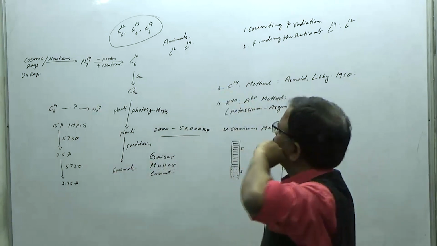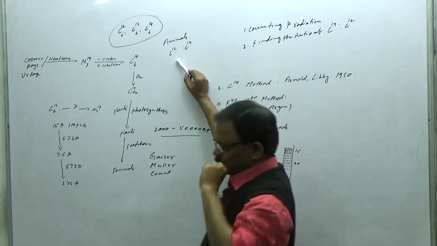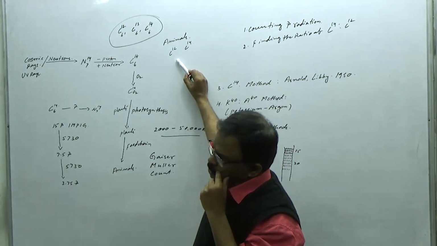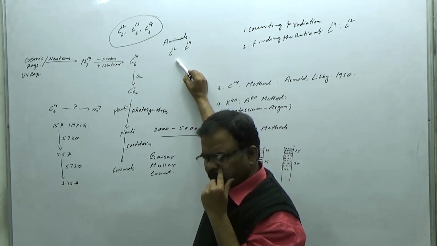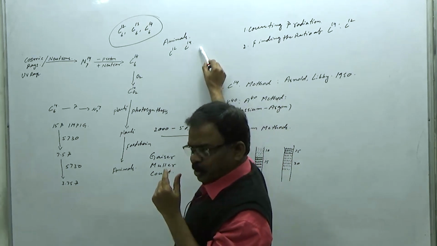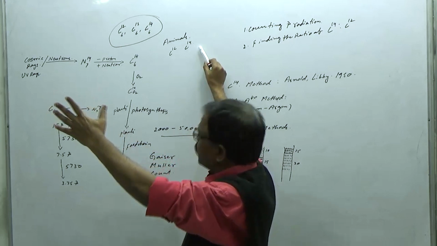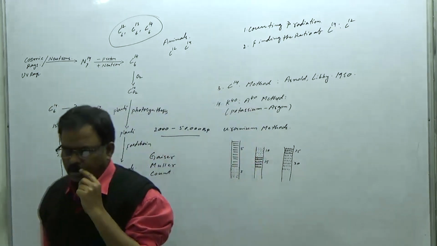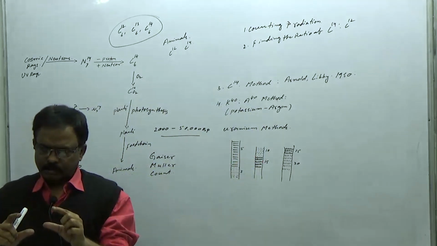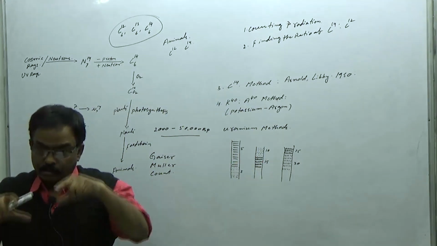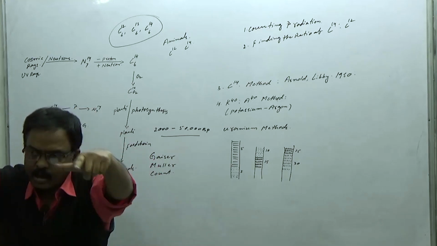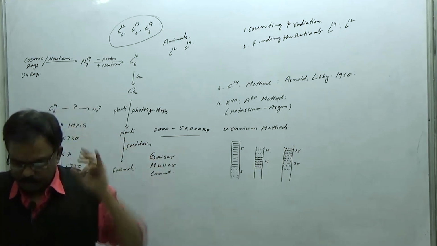That means up to death, these animals and plants maintain C12 and C14 similar to that of the environment. If in the environment this percent is 0.03, in our body also it is 0.03. If it is 0.000004, in our body also it is 0.000004 only. That means all living organisms maintain these two in a ratio similar to that of the environment.